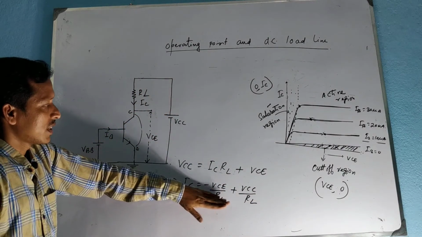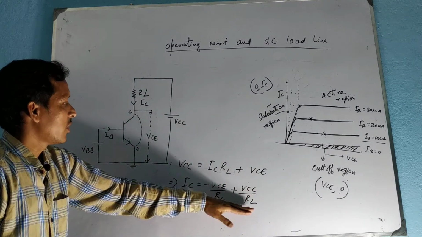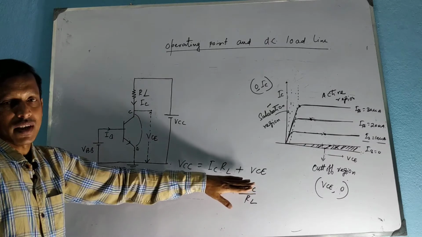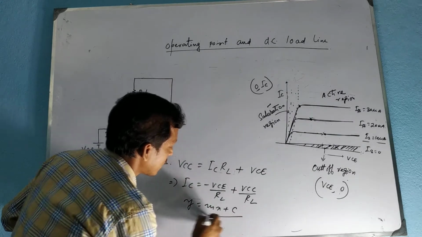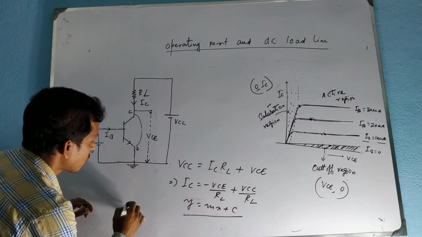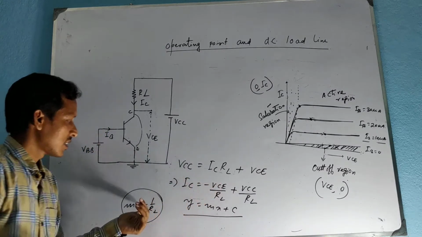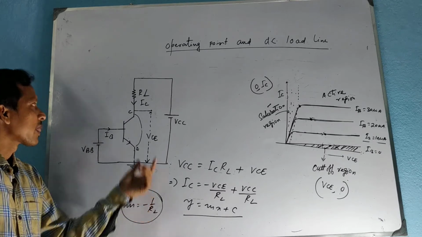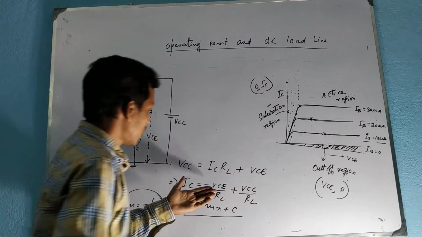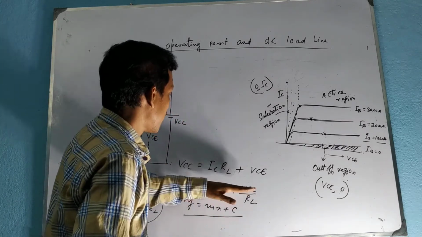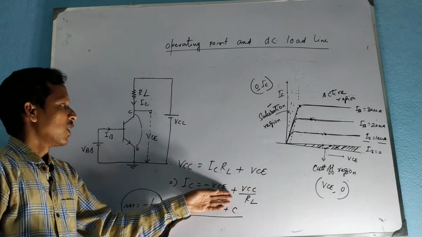In the equation, VCC is constant, the constant supply, and RL is also constant. Here the only variables are IC and VCE. So, this is the equation of a straight line. And if we compare it with the equation of the straight line y equals mx plus c, then we get the slope of the straight line m equal to minus 1 by RL. What is RL? It is the load resistance. So, from the slope of the straight line, we can calculate the load resistance. So, it is called the load line.